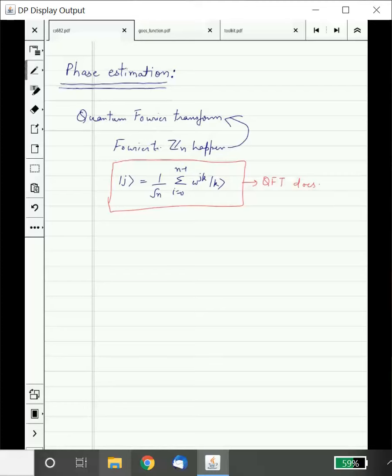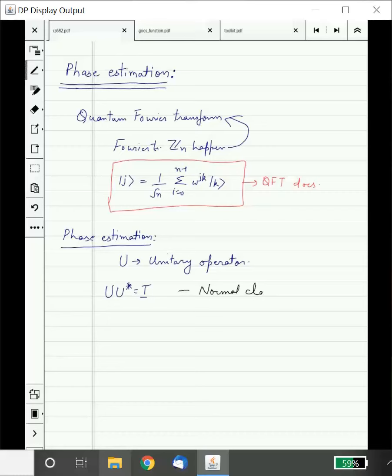Now, the next subroutine, which is also very useful in quantum computing, is called phase estimation. I need to introduce the problem first, but let's talk about unitary operators. You have seen them a lot. Let's see what you remember. A matrix U is called unitary if UU dagger is identity. These were a subclass of normal matrices. We have studied them thoroughly.